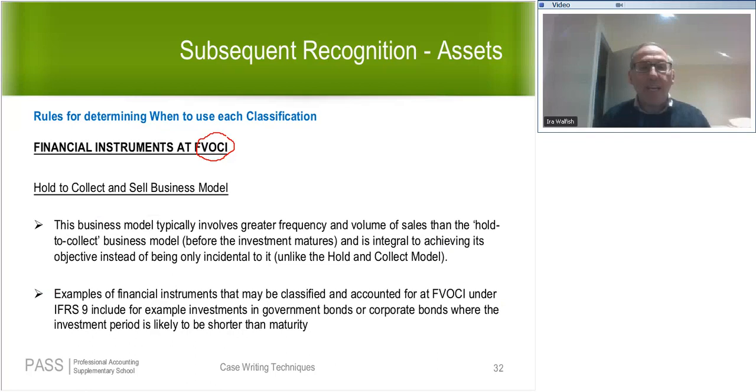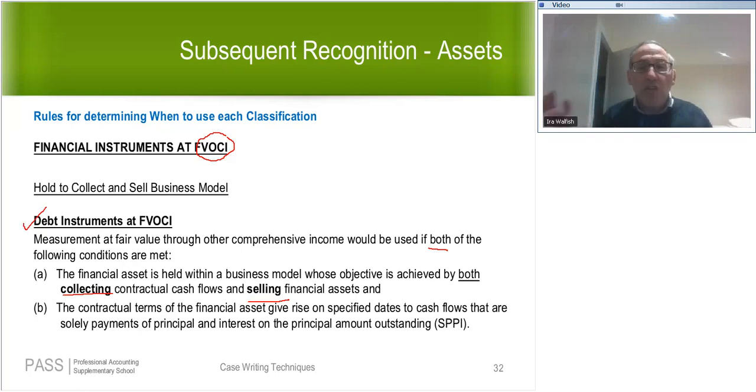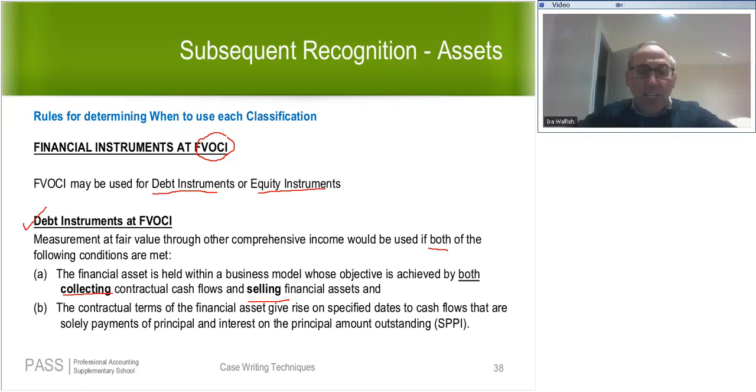Number two, you meet the SPPI test. The SPPI test is going to be the same as it was for the amortized cost category. So we've already taken a very close look at that; it's going to be the same as for the first category we looked at.